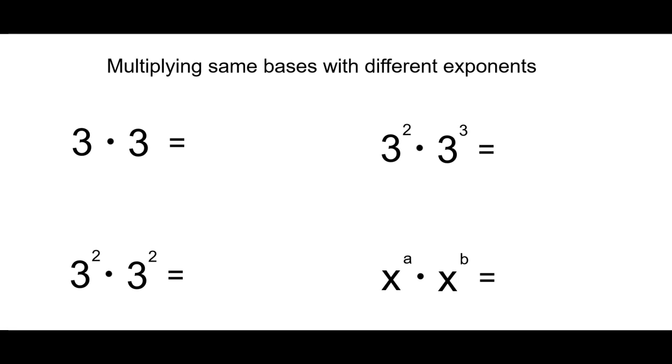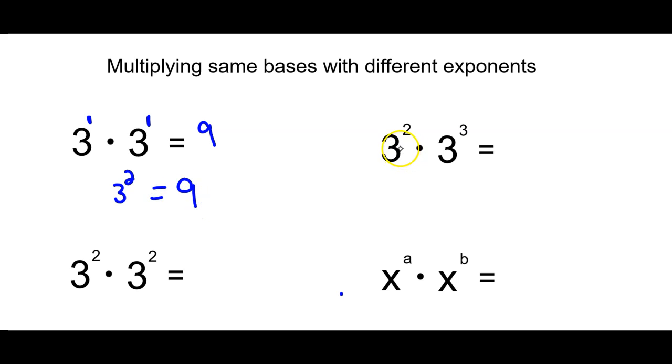So then we look at multiplying the same bases with different exponents. When it's something like 3 times 3, we can say 3 times 3 is equal to what? 9. Or another way we could say this is it is 3 squared. So remember, the exponent here is 1 and 1. This is the same thing as 3 squared, which also equals 9.